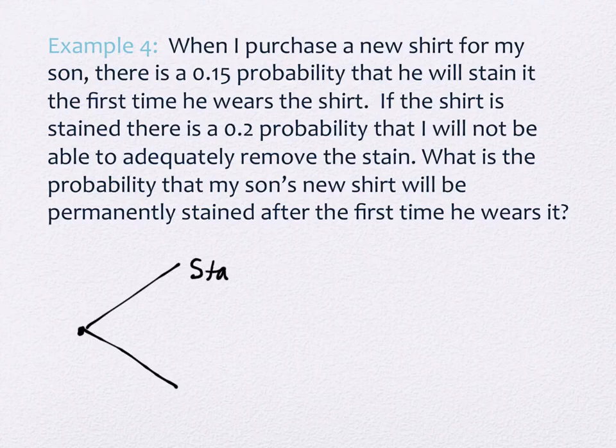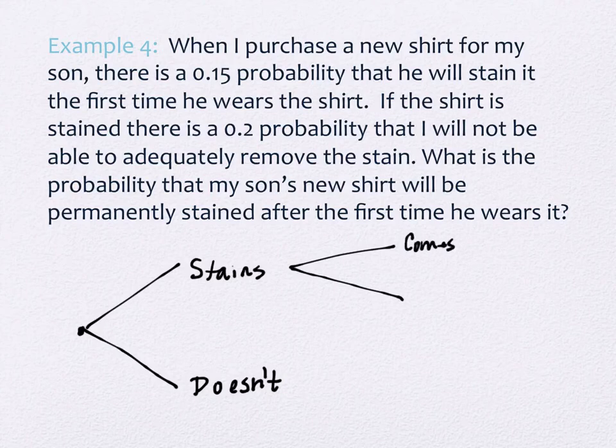He either stains it or he doesn't. And if he doesn't stain it, then that branch at the bottom is done. I don't have to scrub it. But if he stains it, I have another set of branches on how I'm going to clean it, right? So either the stain comes out or it's permanent, or you can say it doesn't. But it's permanently stained. So this is a nice example of a tree diagram that's very asymmetric.